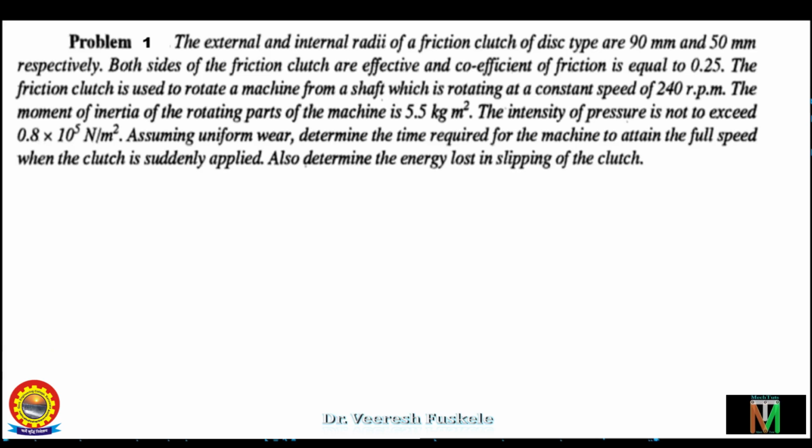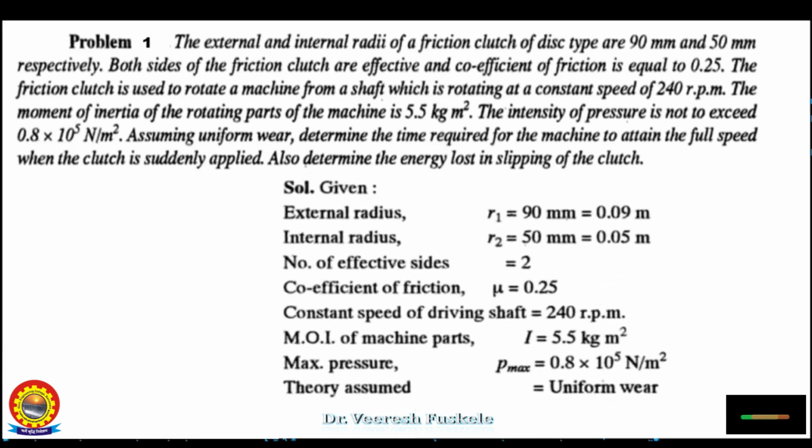So we are given the following things. The external radius is 90 mm, the internal radius is 50 mm, and as both sides of the friction clutch are effective, the number of sides is 2, that is n is equal to 2. Coefficient of friction is given as 0.25. The friction clutch is used to rotate the machine shaft at a constant speed of 240 rpm. Moment of inertia is also given as 5.5 kg per meter square. Now the pressure is not to exceed 0.8 into 10 raised to power 5. So this is nothing but the maximum pressure given.